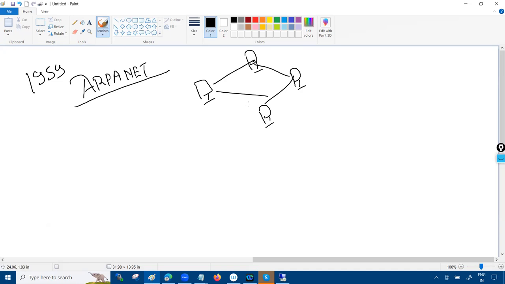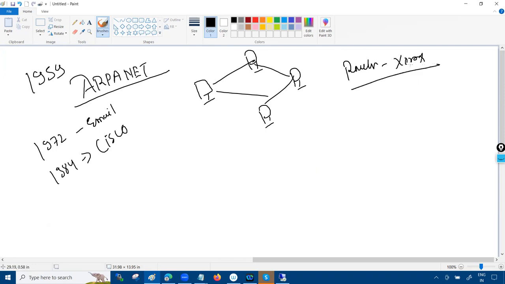And gradually the demand comes in the picture. In 1972, the first email exchange happened. 1984, what do you think? Who came in the picture? Cisco. Neither 1972 or 1975, I'm not able to recall the exact date, but the first router was introduced by which company? Xerox. It was not Cisco, it was Xerox.